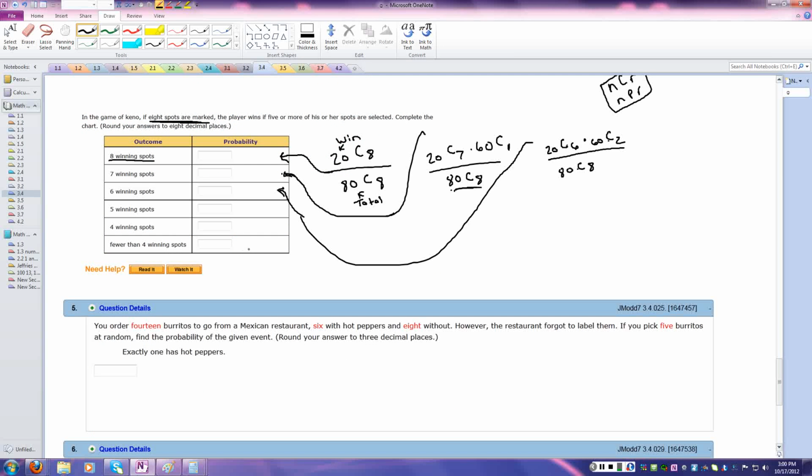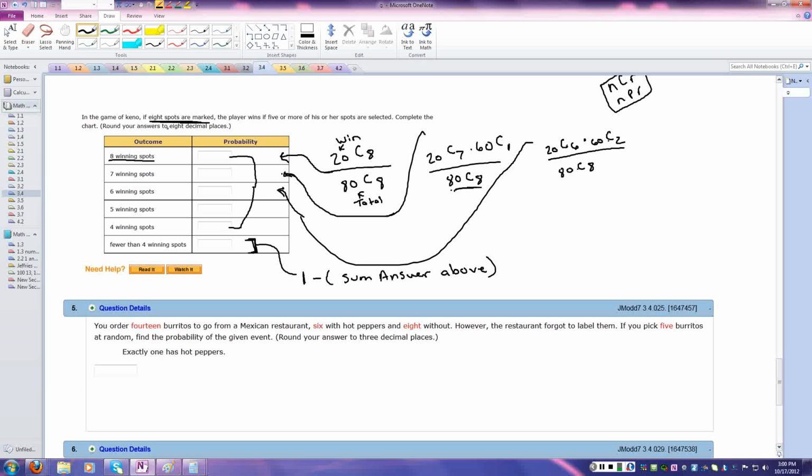Again, fewer than 4 winning spots. This is actually kind of hard to calculate, so what you're going to do is take 1 minus the sum of your answers above. Because you're either going to win 0, 1, 2, 3, or 4, and that would be this category. So instead of calculating 5 different probabilities and adding them together, you can take 1 minus the sum of these numbers.